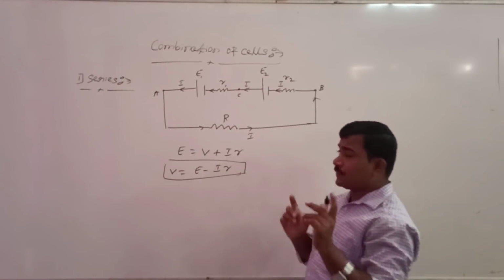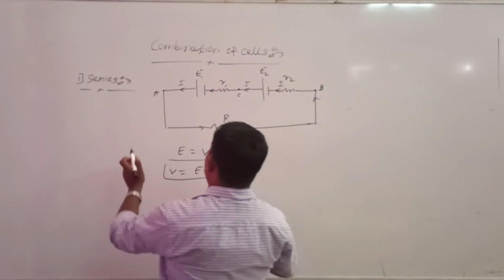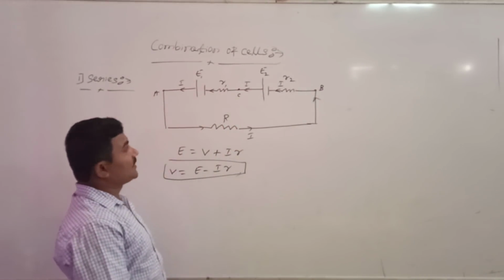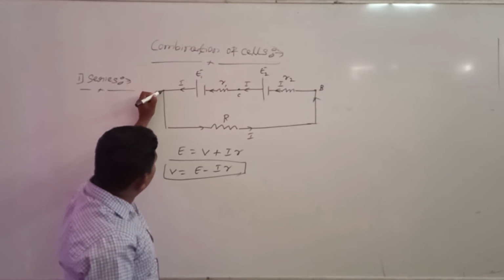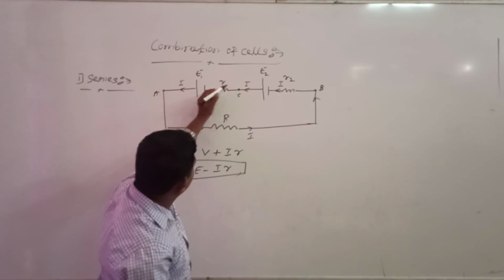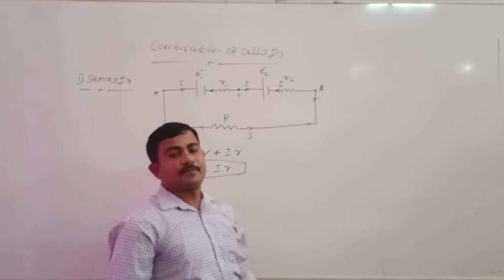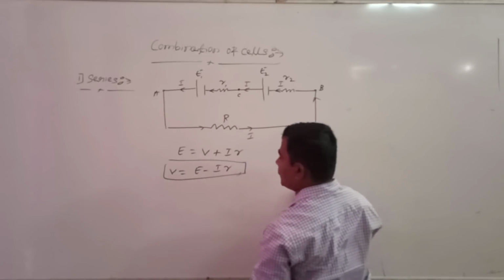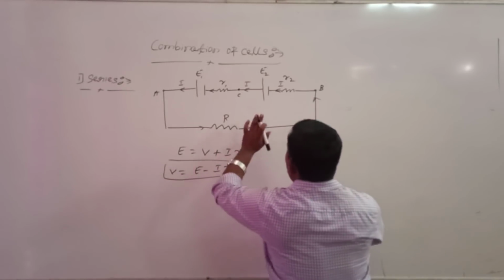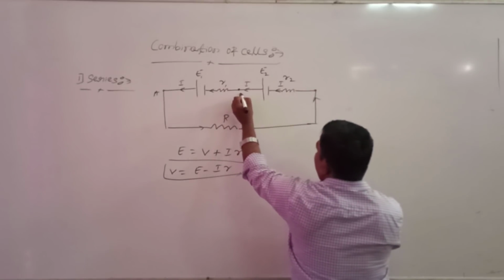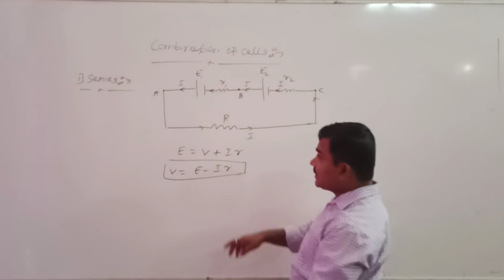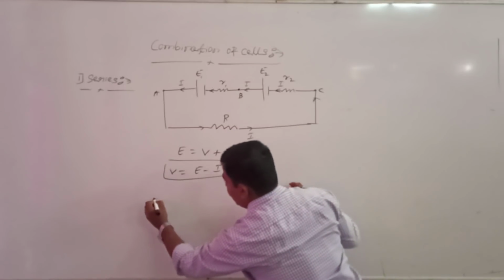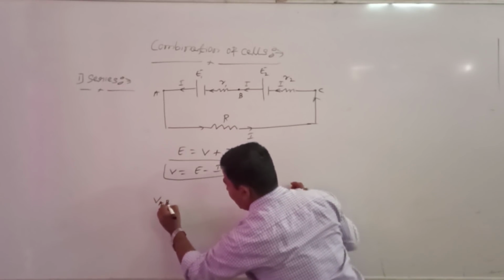Now students, let us write the potential difference of cell E1 of internal resistance R1. Here, the potential difference of cell E1 is between point A and point C. For my convenience, I will take this as point B and this as point C. Let us write the potential difference of cell E1 from point A to point B.